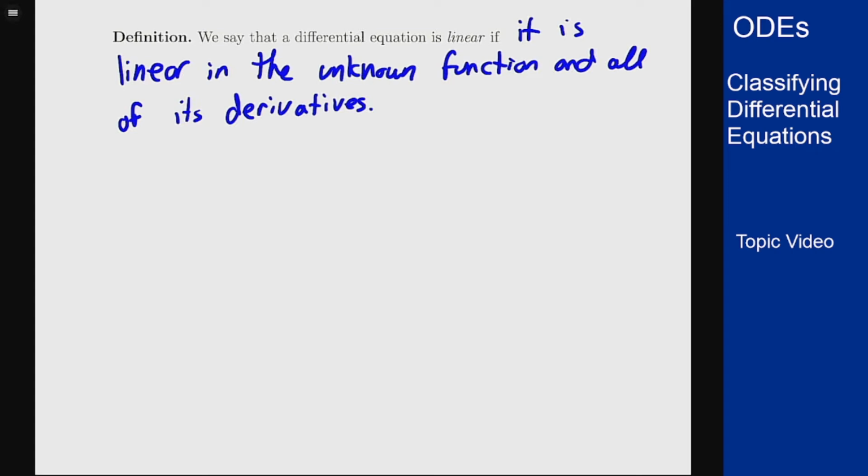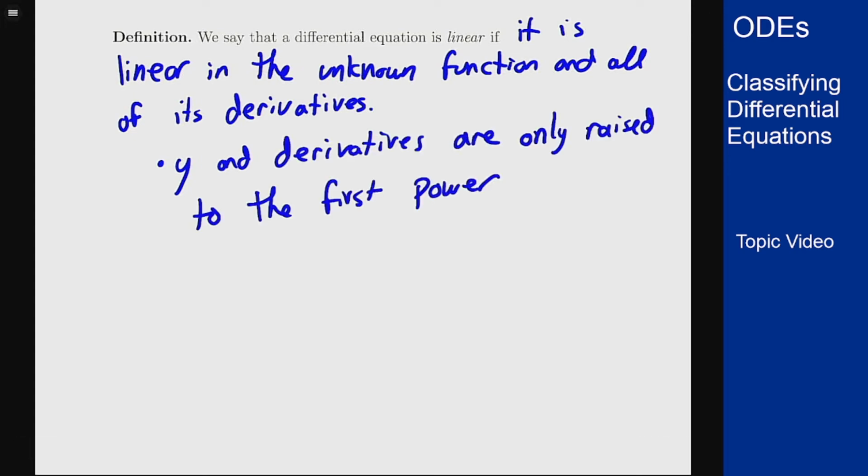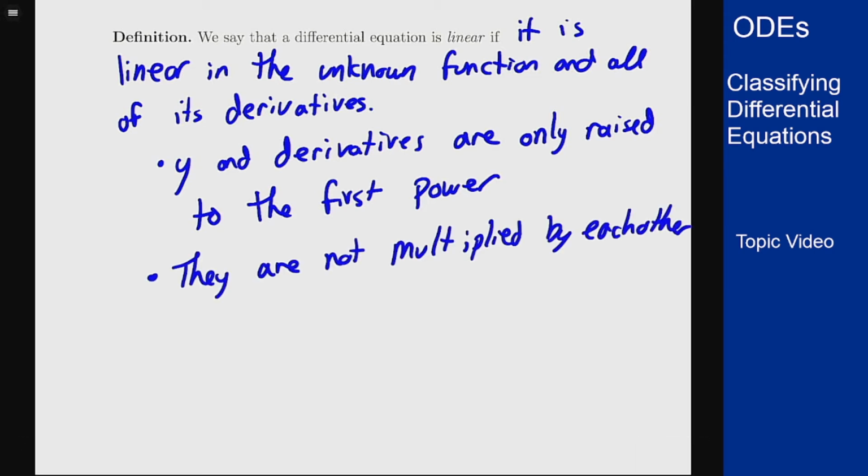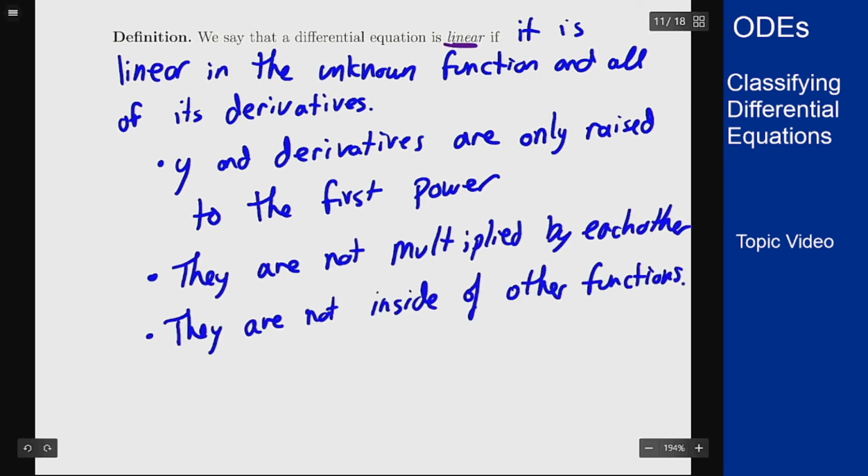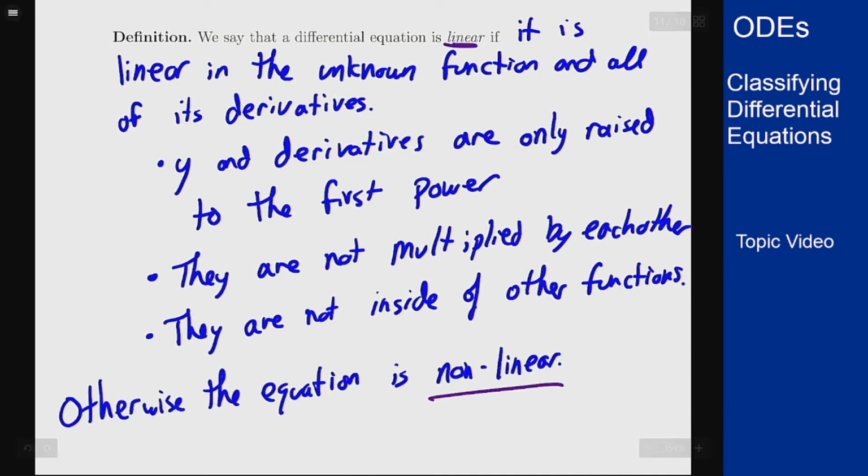Well, that means that in the equation, the function derivatives show up only raised to the first power. So they're not squared, they're not cubed, they're not square rooted, none of that stuff. So y and derivatives are only raised to the first power. They are not multiplied by each other, and they aren't inside of functions like exponentials or trig. Otherwise, we say the equation is nonlinear. It seems like those are pretty strict constraints, and you'd be right. They are really strict, and that's why we get so much benefit out of being able to solve them if we know it's linear, because we know it has a certain set of nice properties that'll help us in solving the equation. Some examples of this real quick.